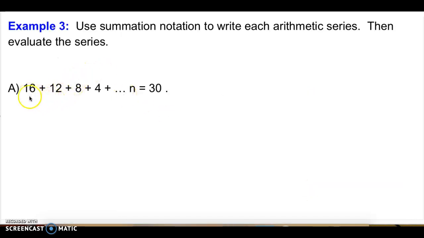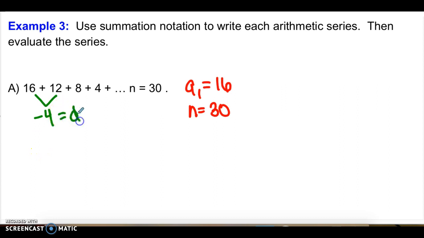Okay, so in this one, we know that we're finding the sum of this. We know that A1 is 16. We know that we have 30 terms, but we don't know what AN is, so we need to write an equation for AN. That means we need to know the common difference. So here we're subtracting 4, so our common difference is negative 4.